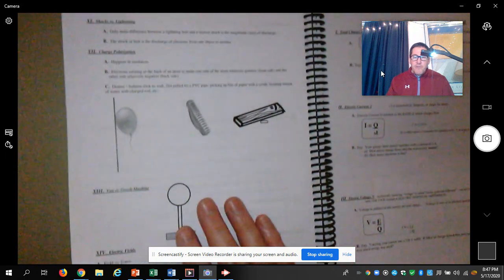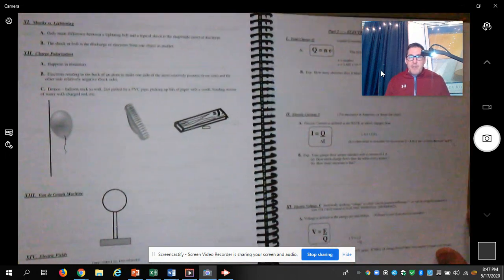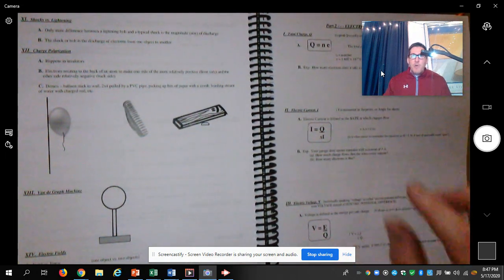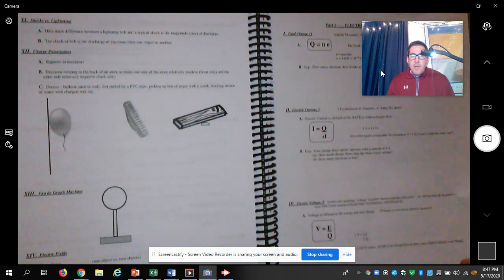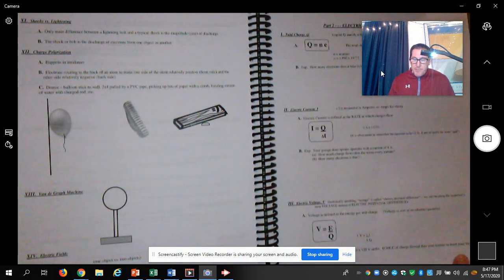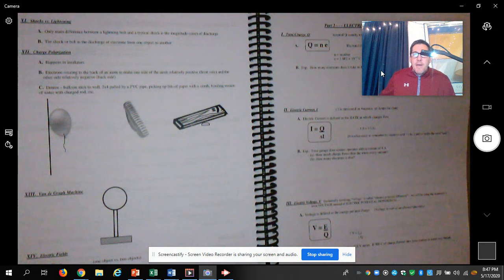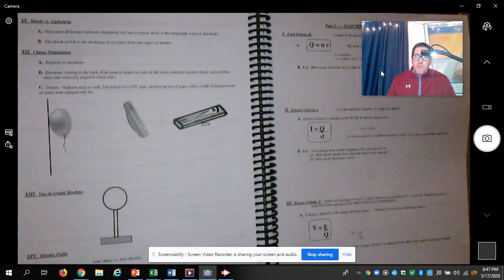And then current and voltage, again, a lot of it's just guided notes. I have some problems that we did in there, introduce you to a couple different concepts. But the main thing that we're going to be looking at is current and voltage. Current is represented with I, measured in amps, short for ampere, and voltage measured in volts.